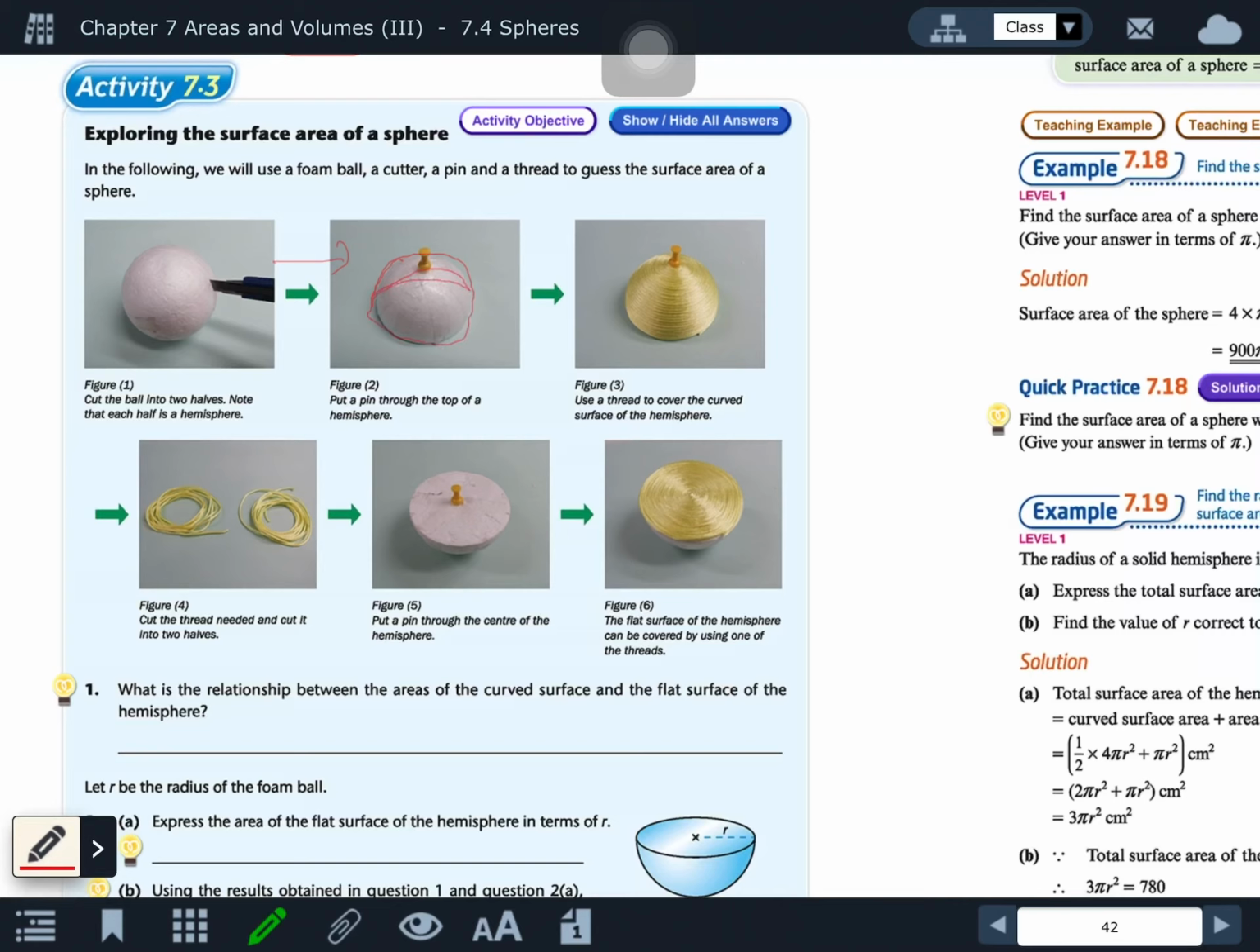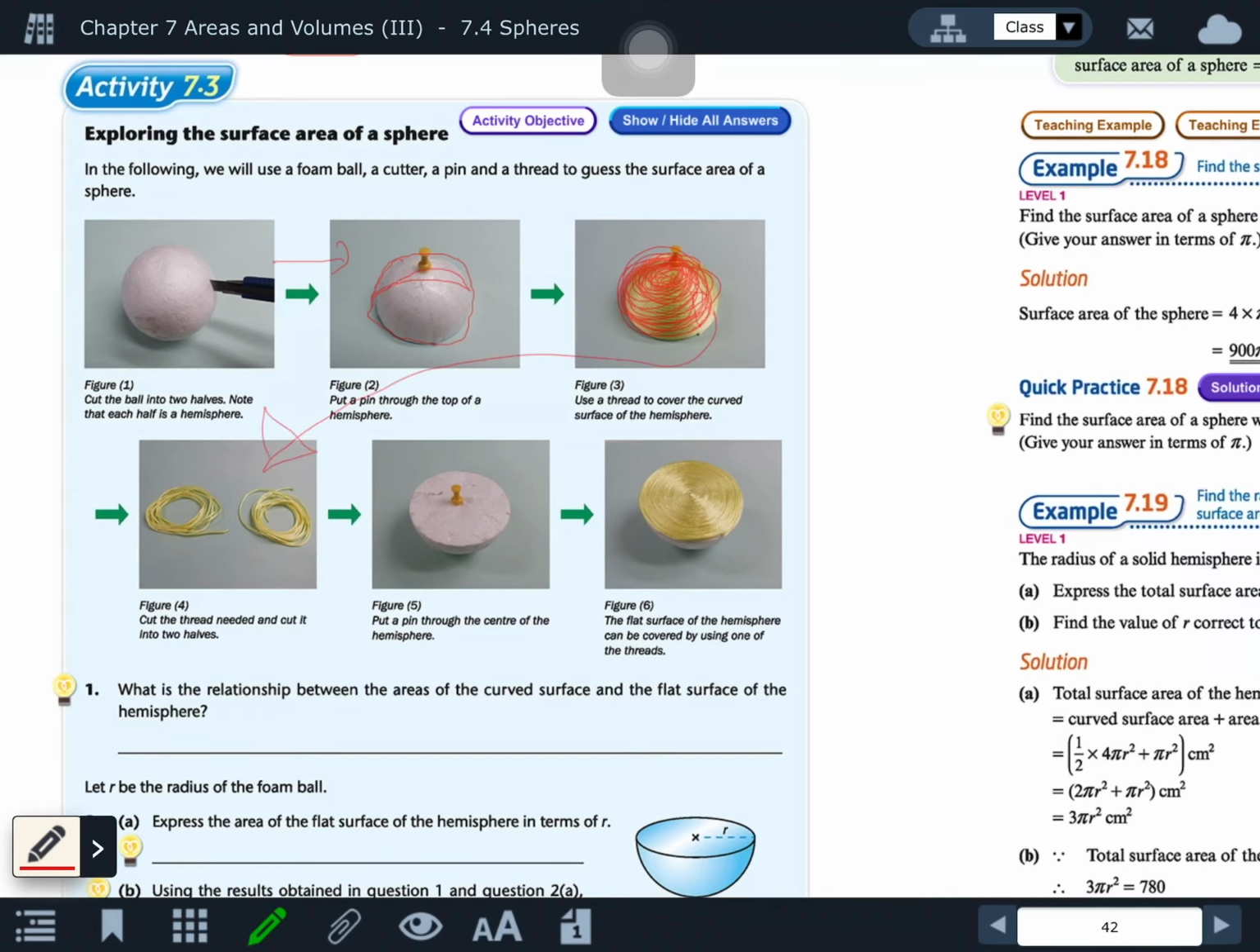Then what can we do? We find a loop and circle it around to cover the hemisphere fully. Let's see how many loops we have to use. If we fully cover it with this loop, then that loop represents the surface area of this hemisphere, right?